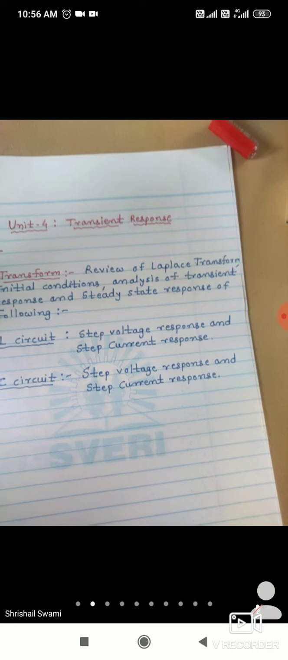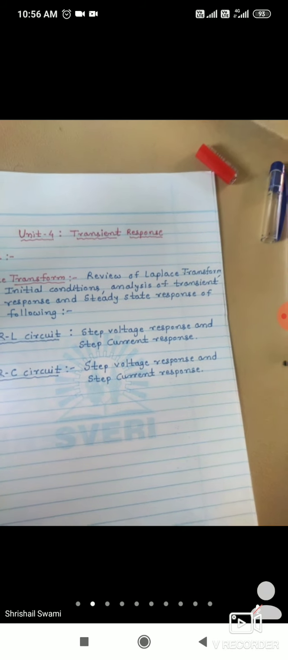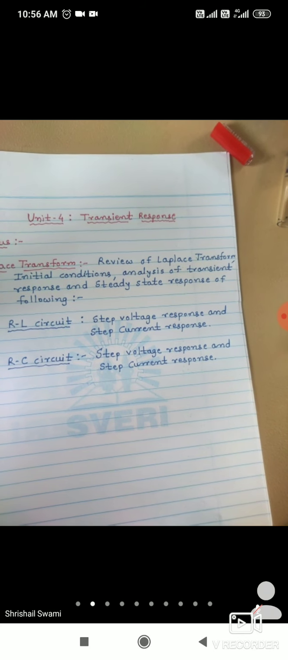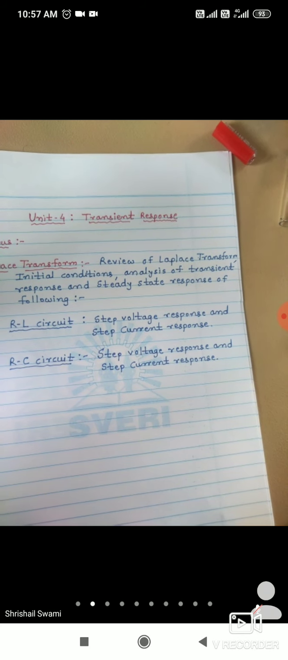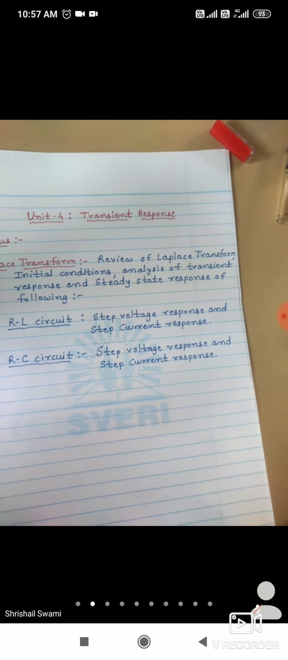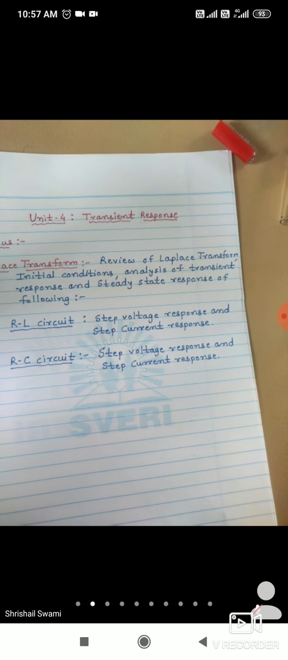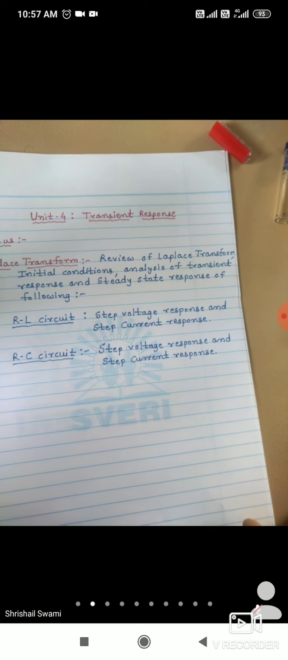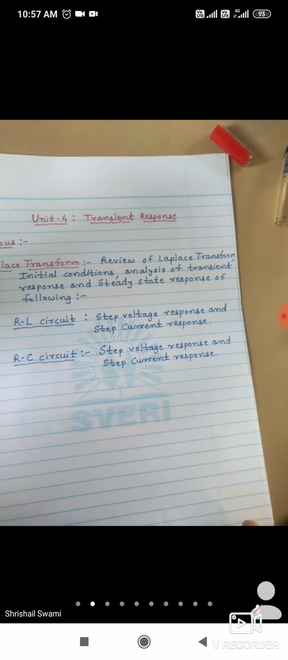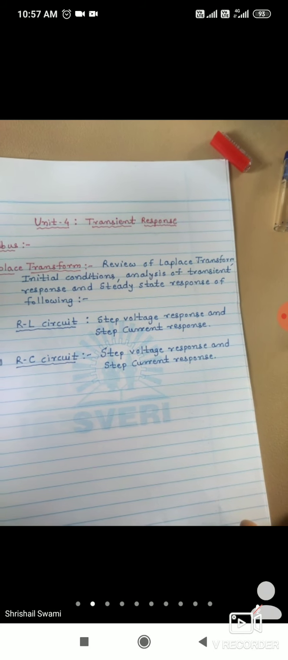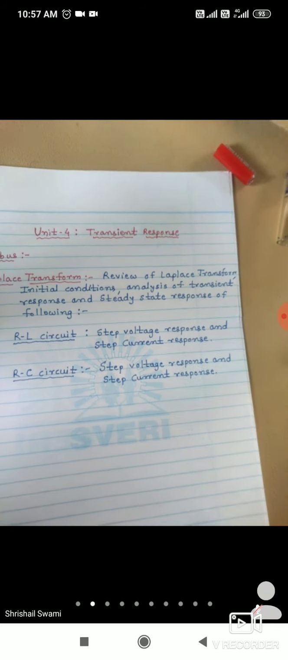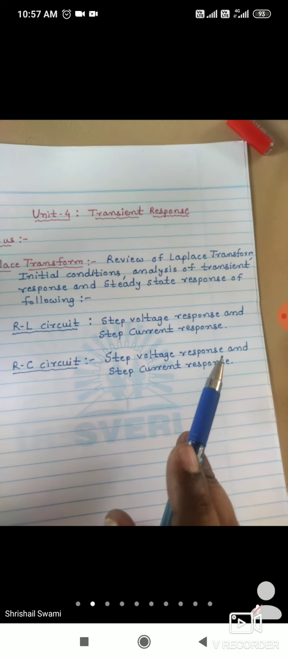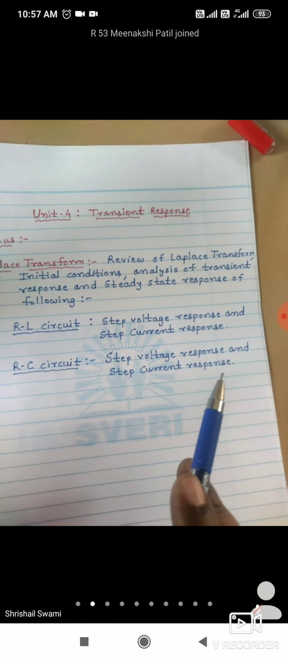Step voltage and step current, you already know, that is the step function. The step function is denoted by U of t. U of t means from 0 to positive infinity, the value remains constant. The amplitude of the signal will remain constant, that is 1. That is called U of t, the unit step function. If it is related to voltage, then it is called the step voltage response. If it is related to current, then it is called the step current response. Based on the type of signal, voltage or current, we can find out the response.